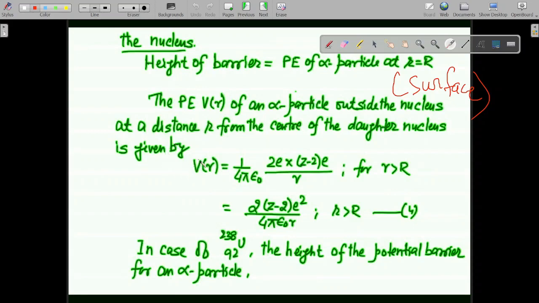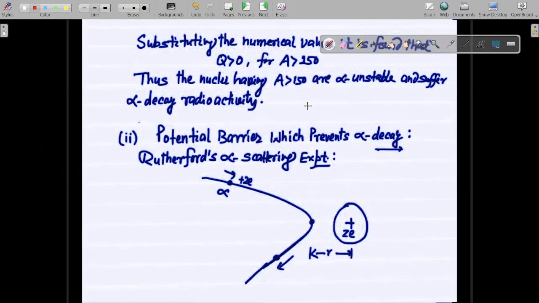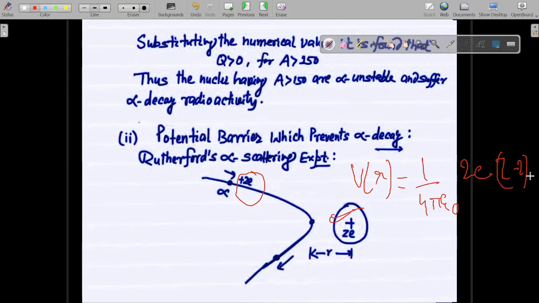Now you already know this particular formula. This is 2e. So 1 upon 4 pi epsilon naught q1 q2 over r. What is the formula of potential energy? The potential energy V(r) between the alpha particle and the daughter nucleus will be equal to 1 upon 4 pi epsilon naught q1 q2, where q1 is 2e and q2 is (Z minus 2)e.